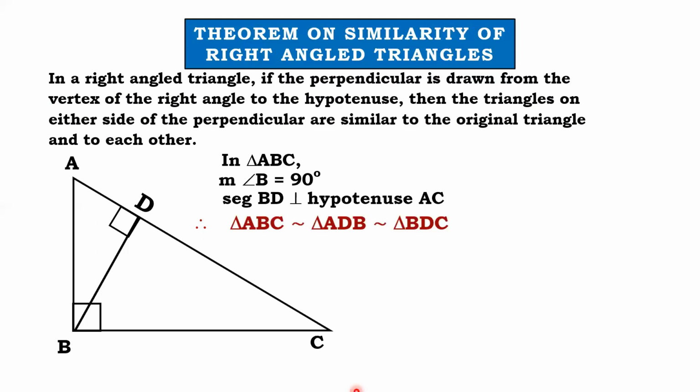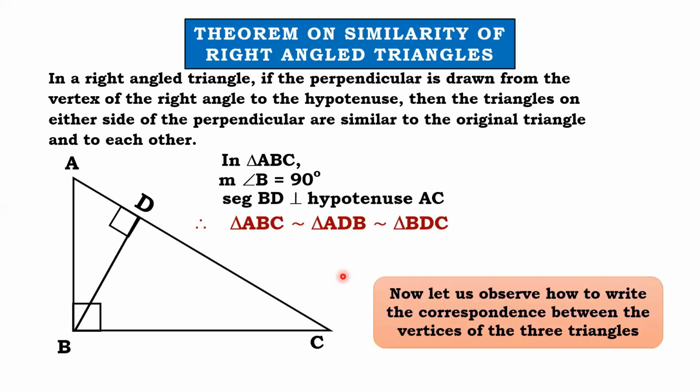Now what is that mistake? The mistake is you cannot name the triangles as per your whims and fancies. Whenever you're writing similar signs, the vertices should be as per one-to-one correspondence. So now let us observe how to write the correspondence between the vertices of three triangles. If it is triangle ABC, then it has to be triangle ABC only. You cannot write BAC, CBA, ACB as per your whims and fancies, okay? Because all the three triangles should be following one-to-one correspondence.